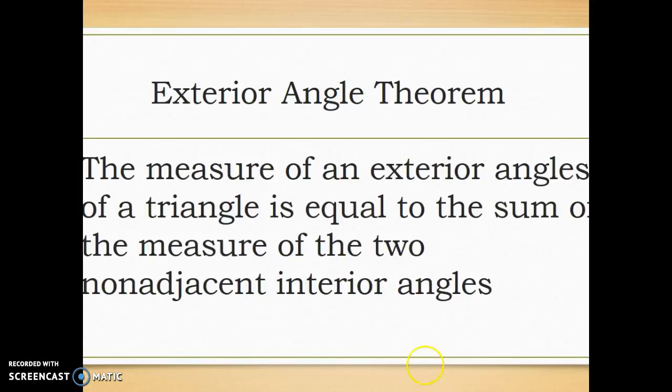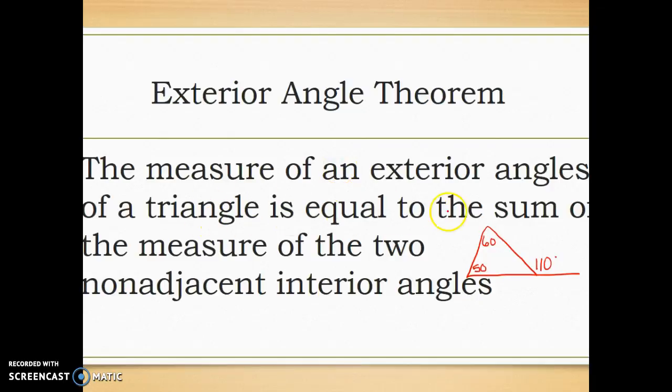The exterior angle theorem says that the exterior angle of any triangle is equal to the sum of the two non-adjacent angles. So again, if we look at a picture, remember the exterior angle is caused by extending one of the sides of your triangle. So for instance, if this angle were 50 degrees and this one were 60 degrees, then this angle here would have to be 110 degrees.